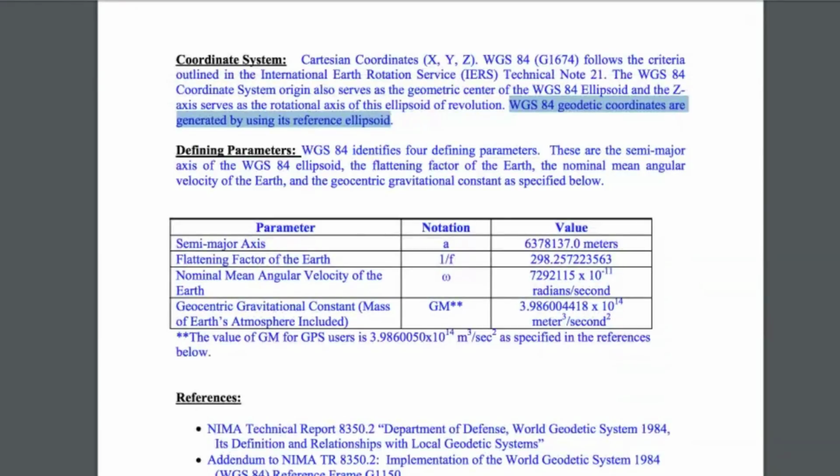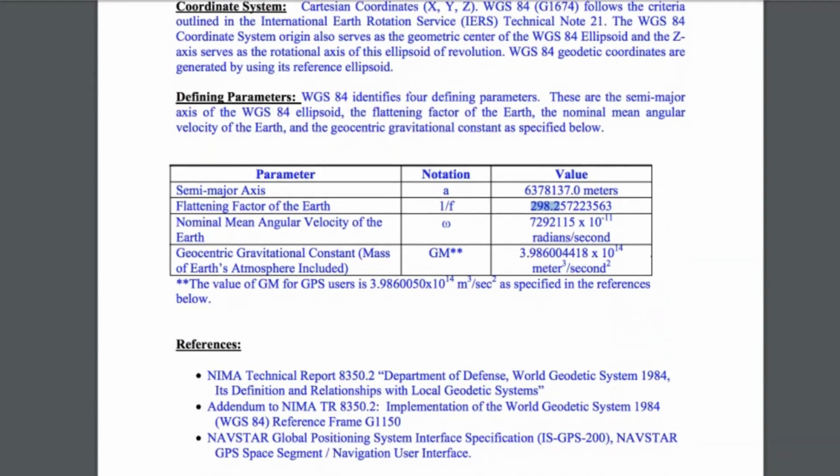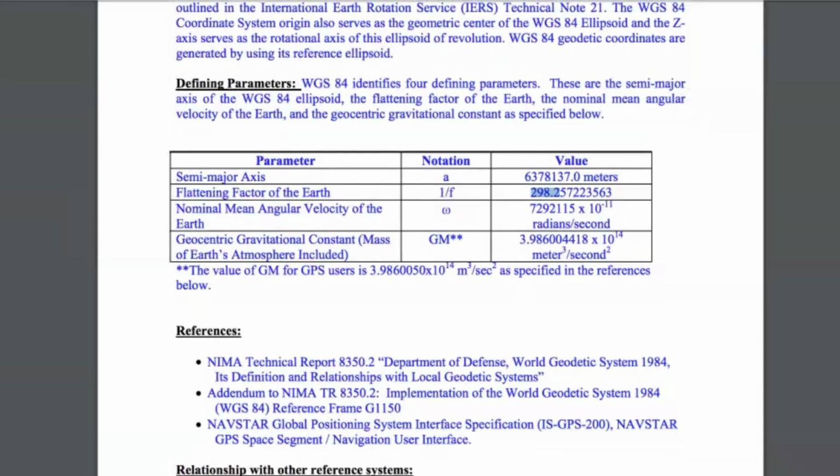Semi-major axis, flattening factor. Oh, we got a flattening factor. Well, that's interesting. What is a flattening factor? 1 divided by f, 298, seems like a rather large number. And how do we apply that flattening factor to gravity? And where is this gravity? So basically what they did is they took it and gave it an epoch to a certain year. So you have a point in time that's experiencing velocity.